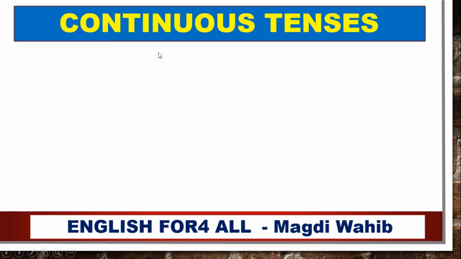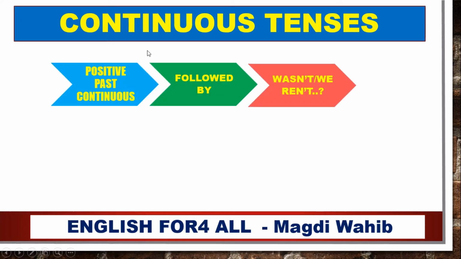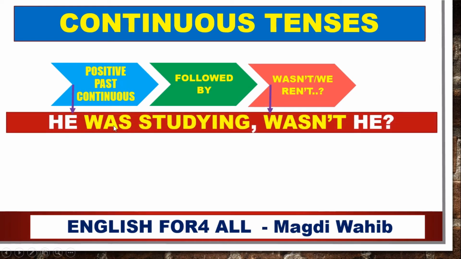What about the continuous tenses? If we have a positive past continuous statement, it will be followed by wasn't or weren't, followed by the subject and the question mark. Let's have an example to elaborate. He was studying. It is positive. What we'll do with the question tag, we will make it negative. So was will be changed into wasn't.